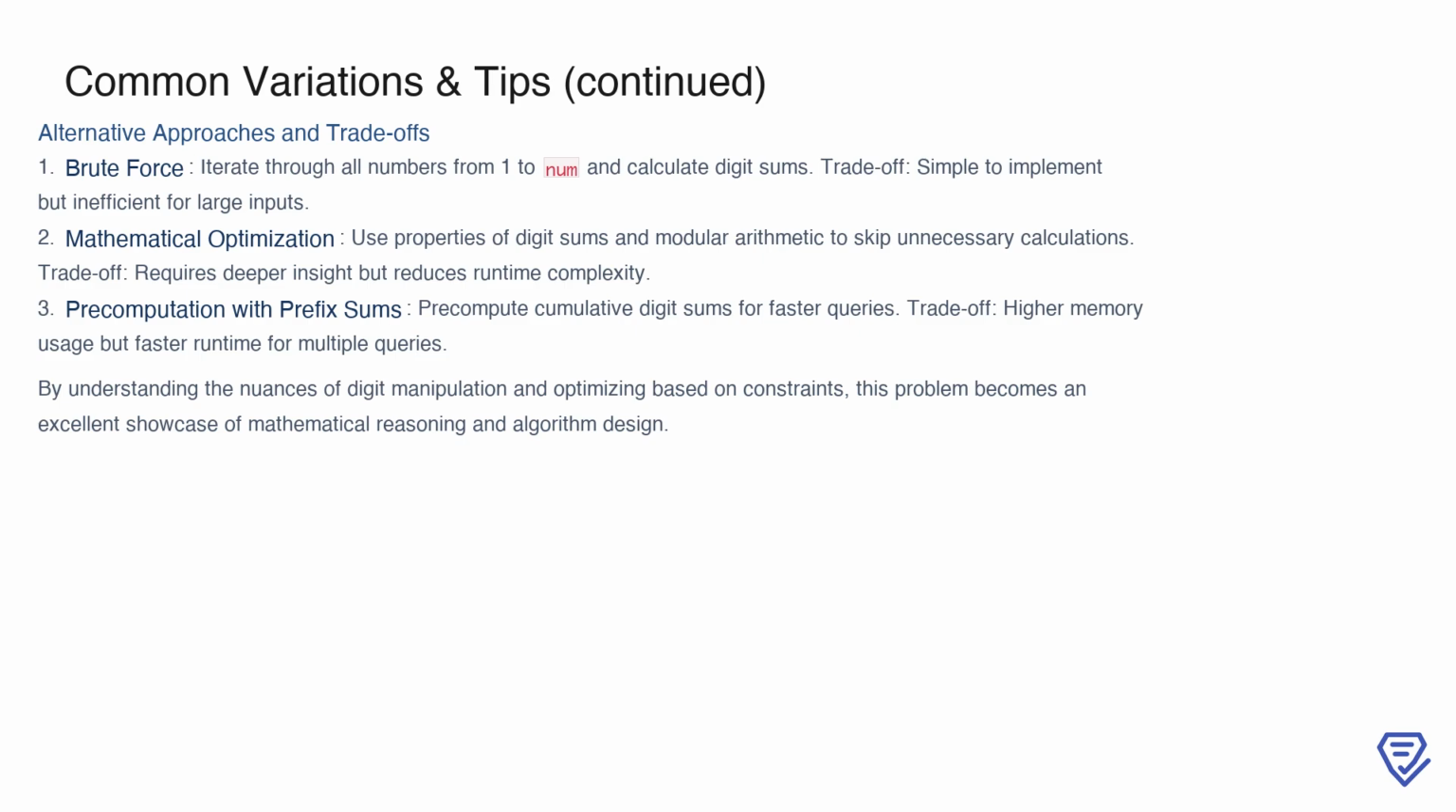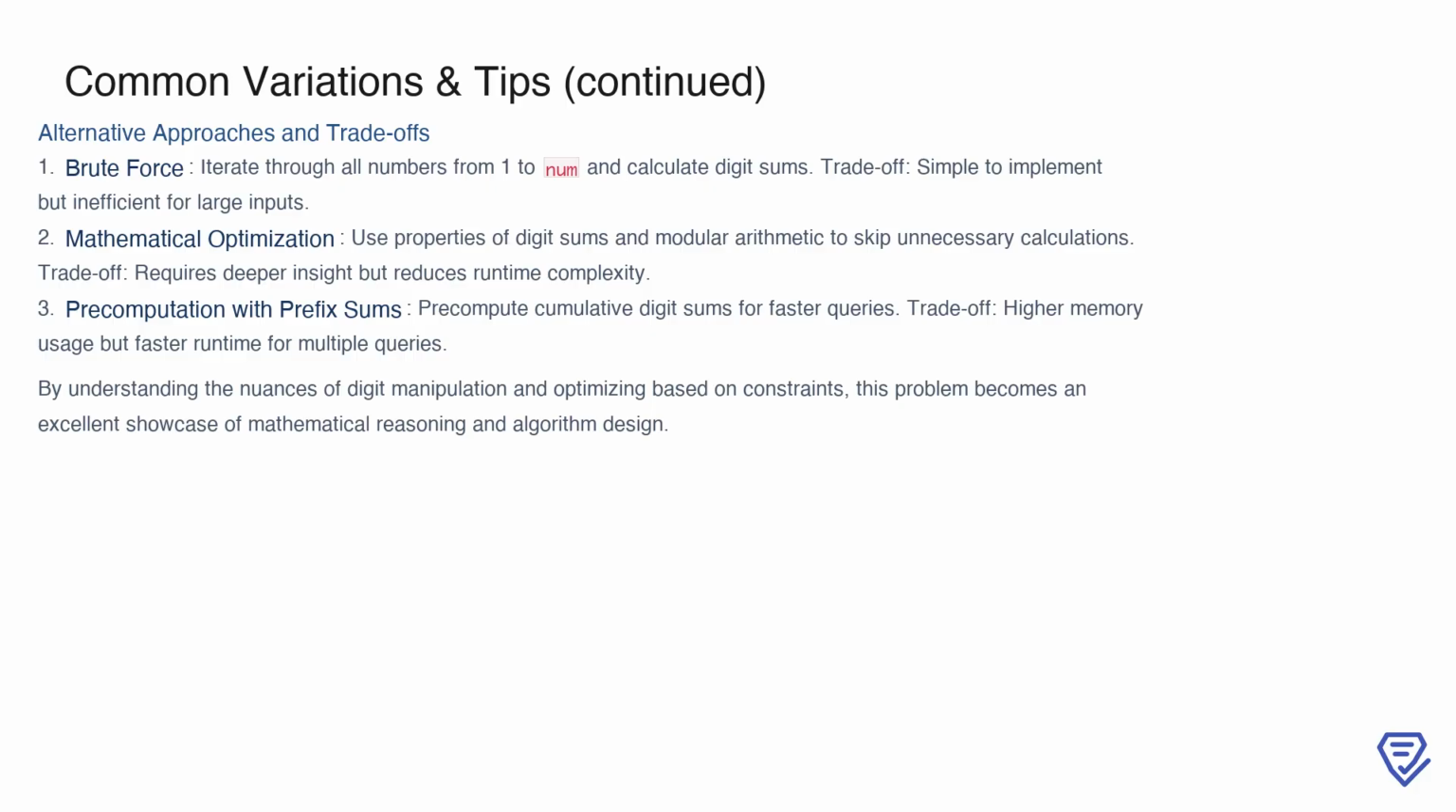Finally, let's explore alternative approaches and their trade-offs. A straightforward brute force method involves iterating through all numbers from one to number and calculating the sum of their digits. While this approach is simple to implement, it becomes inefficient as the input size grows. A more optimized approach leverages mathematical patterns in digit sums and modular arithmetic to avoid unnecessary calculations. Though it requires a deeper understanding of number properties, it significantly improves runtime complexity.